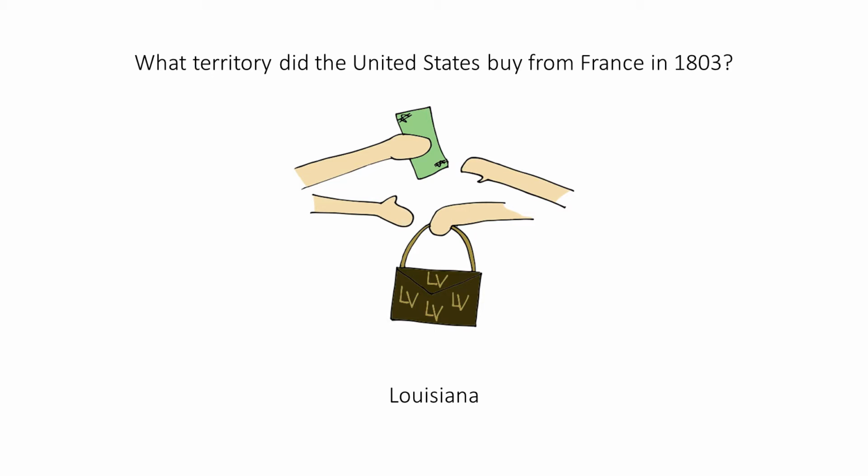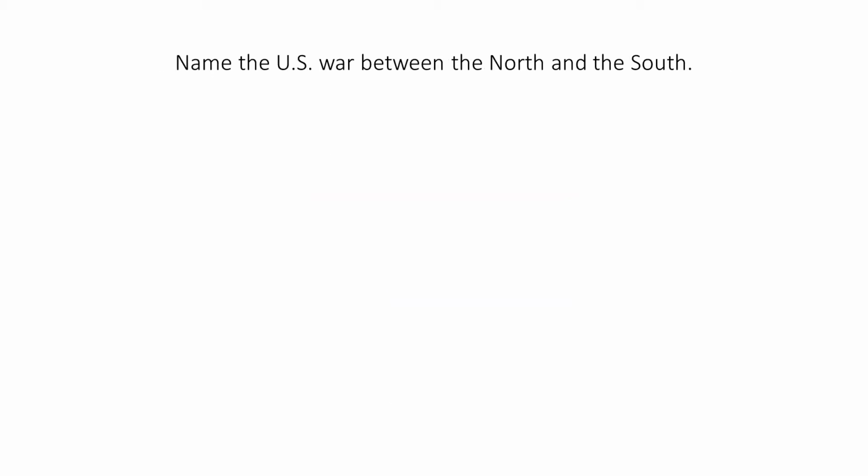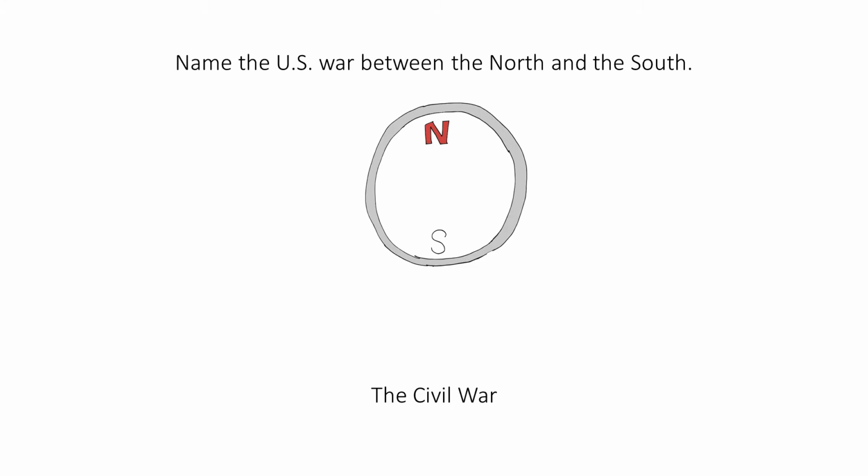Name the U.S. war between the North and the South. The Civil War. When you hear the words North and South, think of the North and South on this compass. To help you remember the Civil War, imagine that this rim of the compass is silver for Civil War.